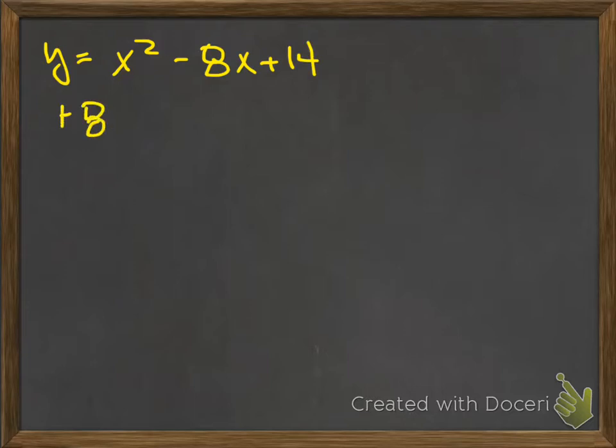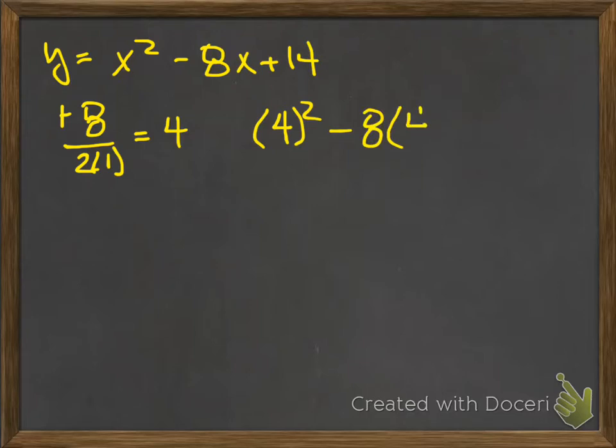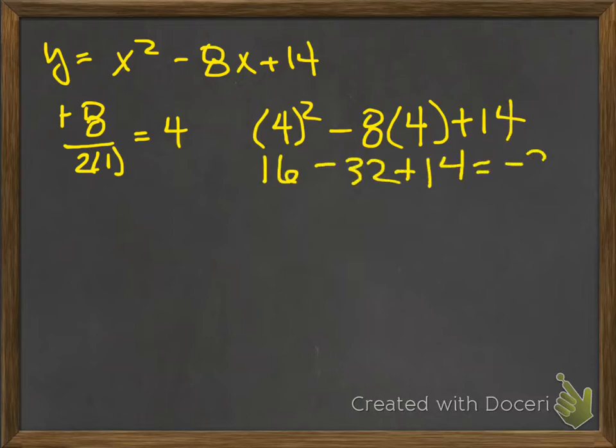Okay, so here I've got a negative 8. Again, negative b means the opposite of that. So I'm going to put positive 8 over 2 times 1, which would be 4. Put that in place of the x, so I'm going to say 4 squared minus 8 times 4 plus 14, which would be 16 plus 14 is 30, minus 32 should be negative 2. So I'm writing all that out, so that's negative 2. So my vertex is at 4, negative 2.